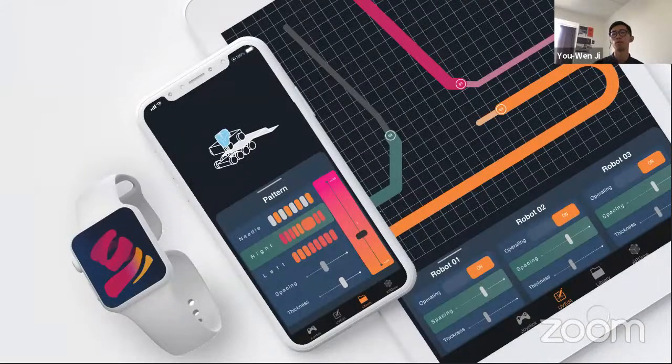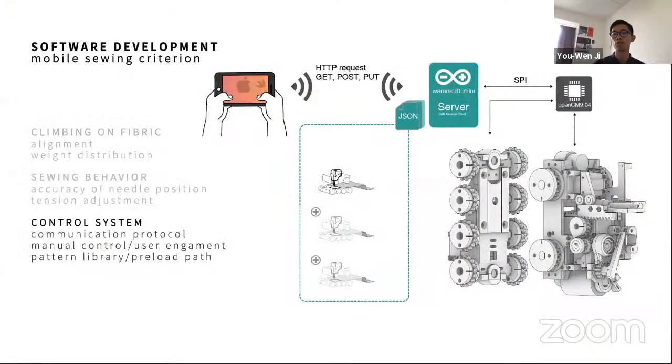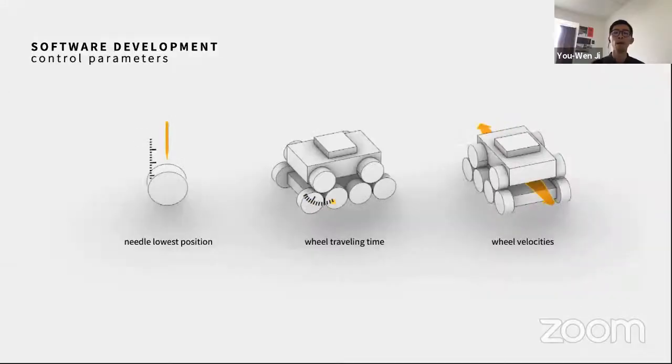In order to leverage the mobile device ecosystem, the design system is created primarily in the Swift language on the iOS platform. The software development provided a user interface for controlling the robot, and furthermore, it could be extended to a robot team for later application. These 3 parameters are the needle loading point, the wheel traveling time, and the wheel velocity, and the command side will provide the UI interface and how we treat the parameters.